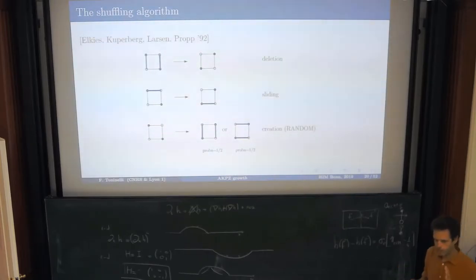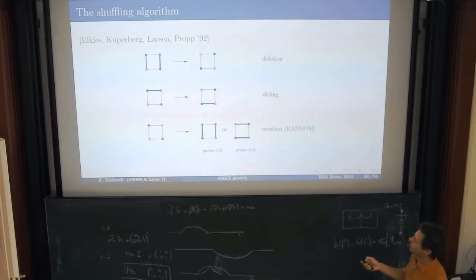Let me anticipate that this algorithm is a discrete time algorithm. So you will do something at step one, then you will do something else at step two, and so on. And actually at each step you will do a lot of stuff in your infinite graph. But I would like to explain what you do locally. So suppose I want to define one step of the algorithm. And the elementary moves, the elementary updates that are allowed are the following.